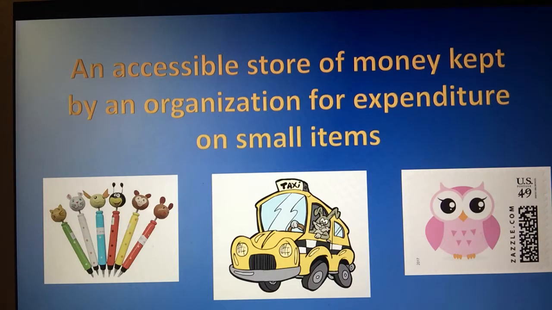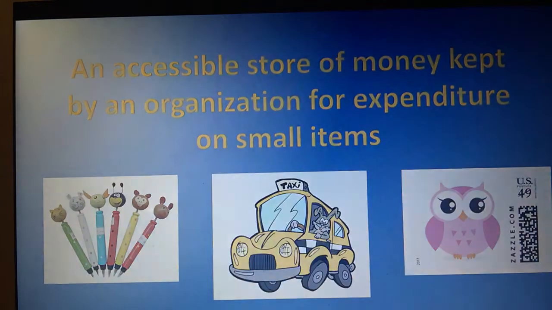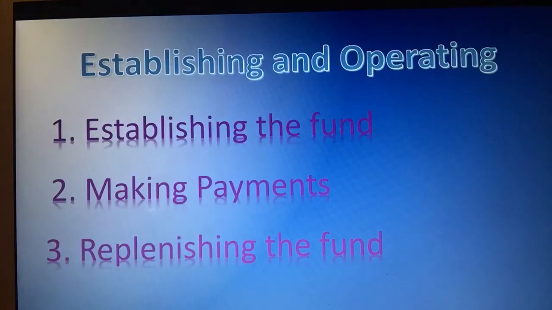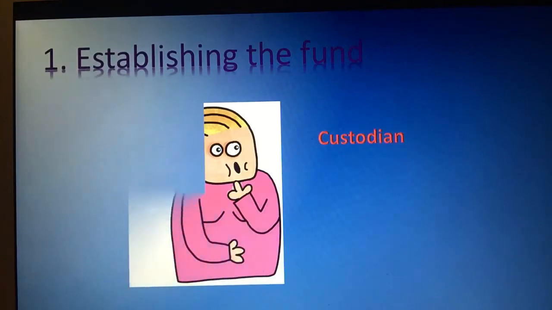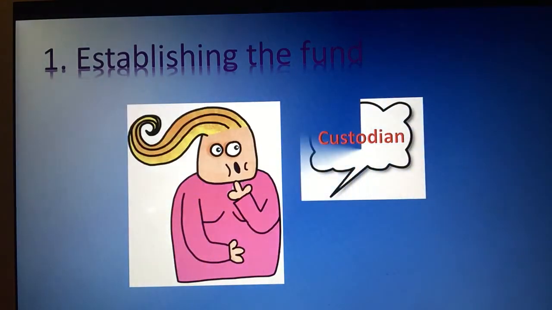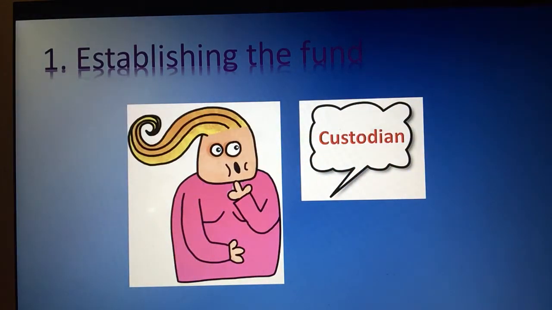The establishing and operating of petty cash happens in 3 steps: establishing the fund, making payments and replenishing the fund. To establish the fund, a custodian is elected. The custodian is responsible for ensuring that the fund is physically secured or attended to at all times. They also have the task of replenishing the fund.